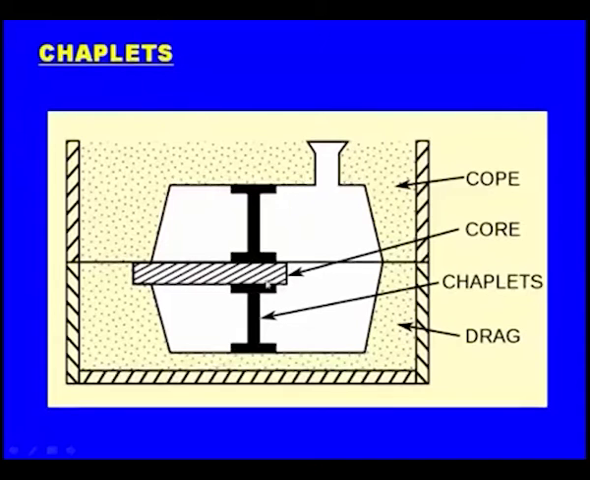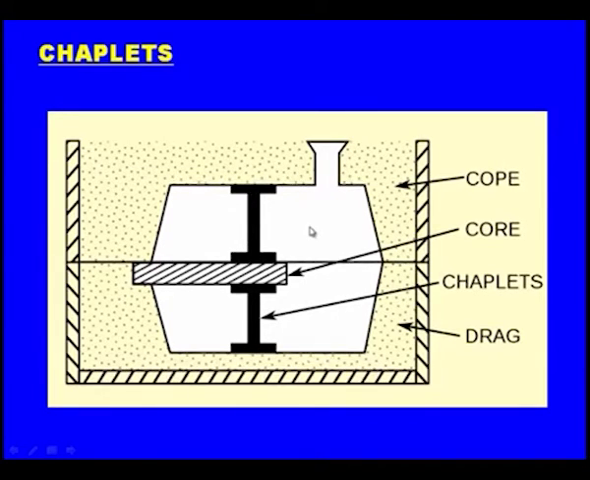And here we can see another chaplet. Yes, this is the drag box and this is the cope box, and here there is a core. You see, the core is supported inside the mold only on the one side. This end is not supported. Then what happens? It falls down or it breaks down. To prevent that, we are placing a chaplet here. You can see this is one chaplet here, and again there is another chaplet here.